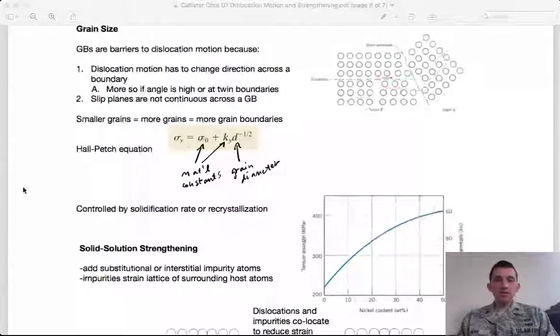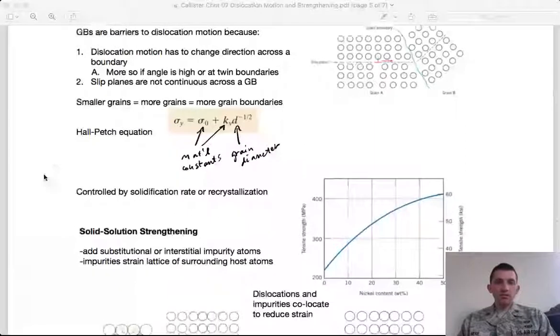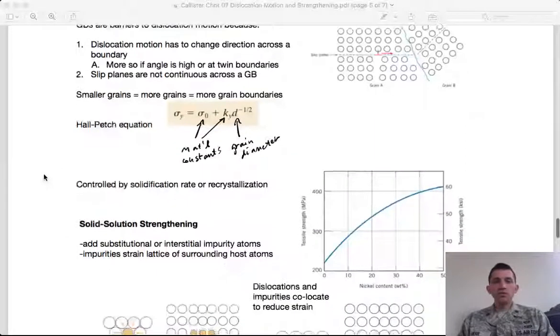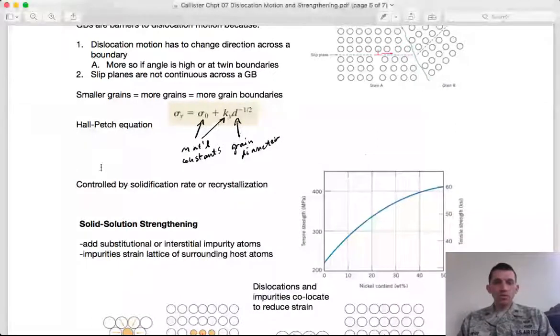And this is reflected in a pretty well-known equation called the Hall-Petch equation that relates the yield stress to this grain size, right? So you can see here that this would be 1 over the square root of d. So as the grain size goes down, as I'm dividing by the square root of d, the yield stress is going to go up, because I have more grain boundaries as I go to smaller grains.